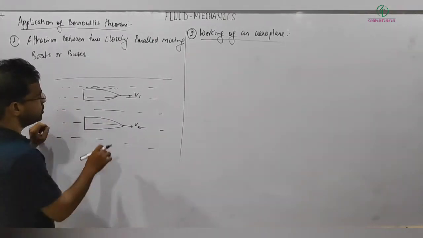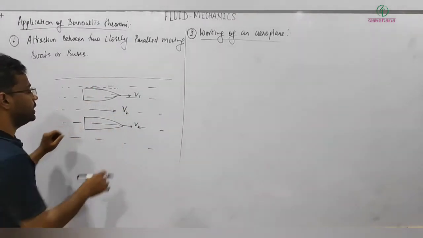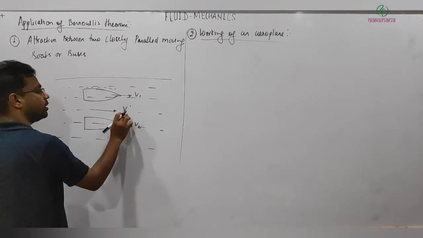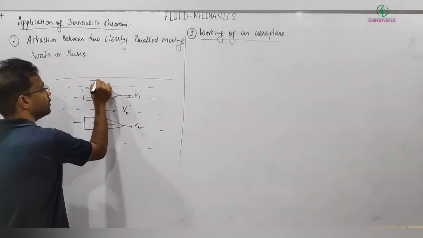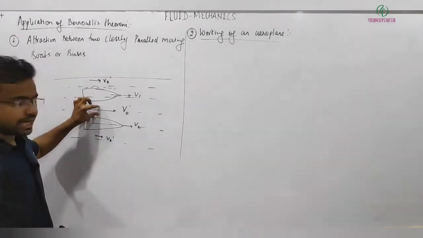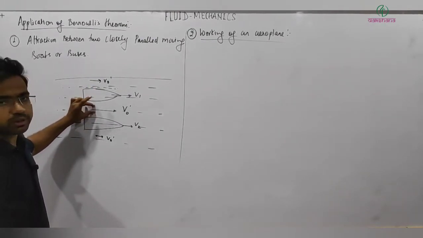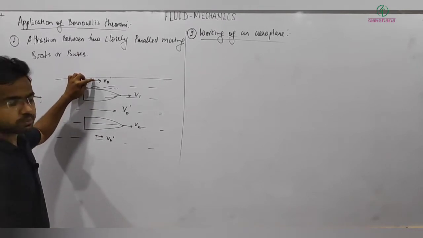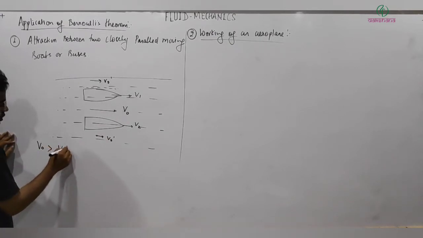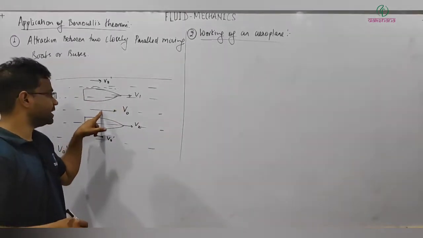But when the two boats come closer, you can see the velocity at this point will be higher. Let me write it as v0, and here some v0 prime. So comparing the velocity at a point in between the boats with the velocity at these two outer points, v0 will be higher than v0 prime, because it will have the cumulative effect of the velocity of both boats. That's why we can expect the velocity to be higher here.